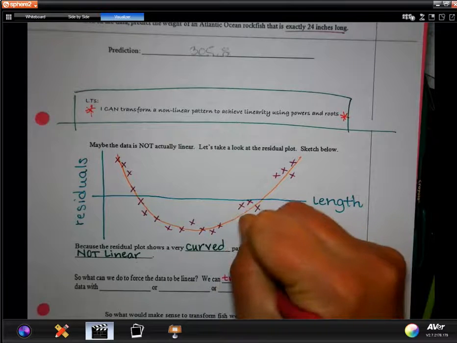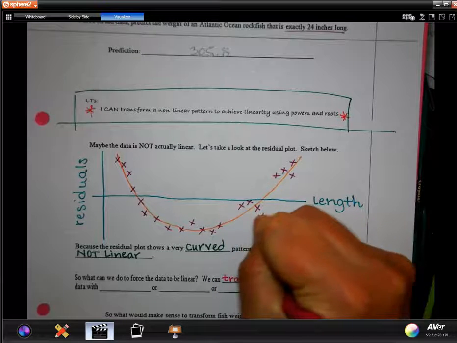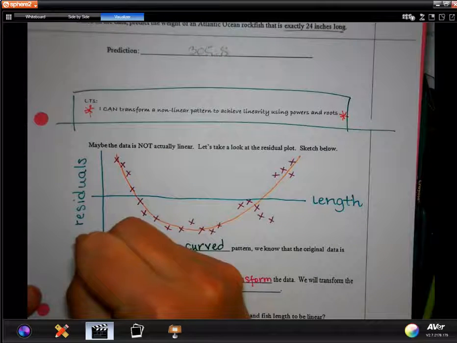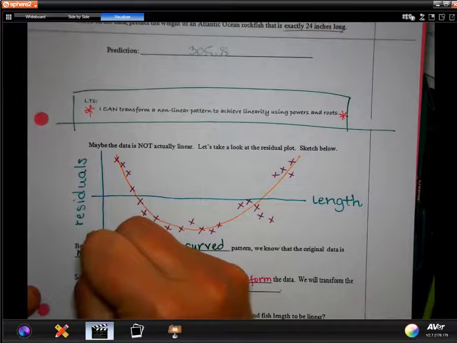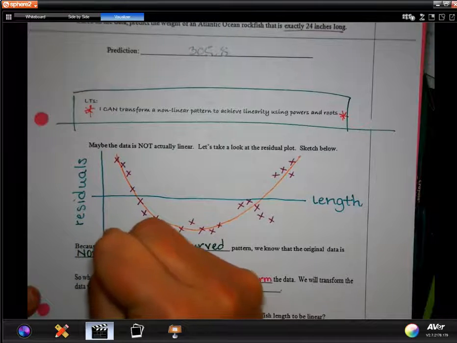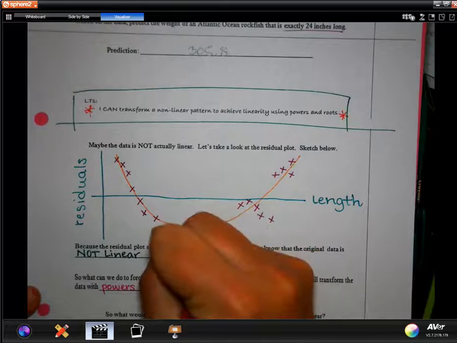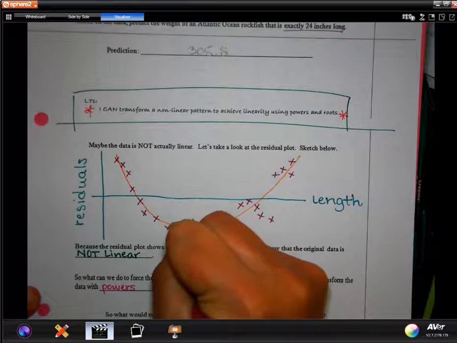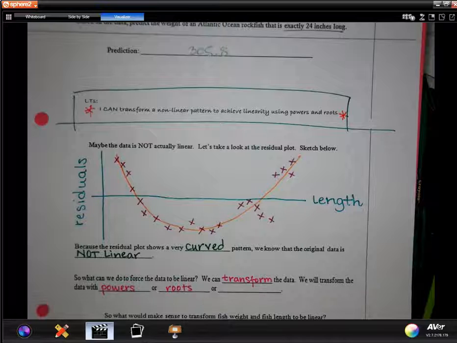And there are a bunch of ways we can do it. We can use powers, exponents. We can use roots, which honestly are powers, because like the square root is a 1/2 power.